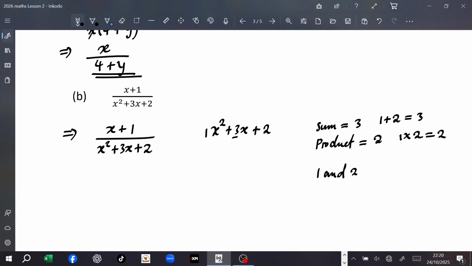So I'll replace them here. I'll say x squared. Then here I'll replace 1 and 2. I'll say plus 1x, then plus 2x, then plus these 2 here. Okay? So you see, that's how it will start going. So now in this next step, we'll say x plus 1 over, we'll get x squared plus x plus 2x plus 2.